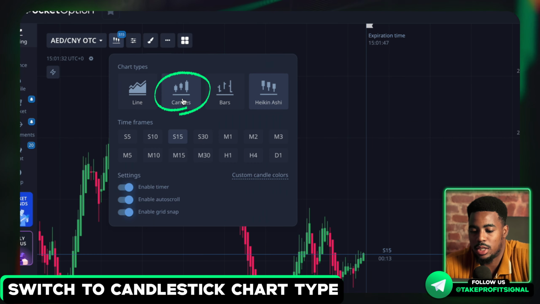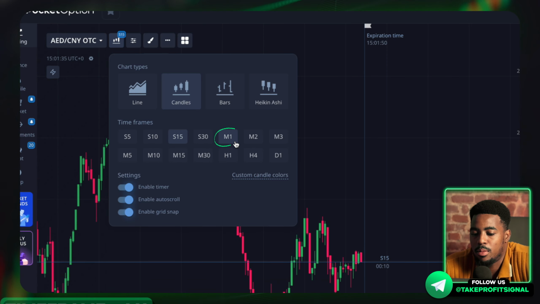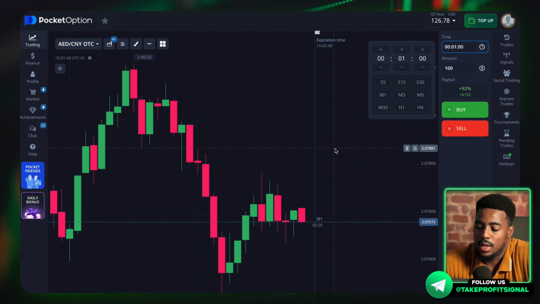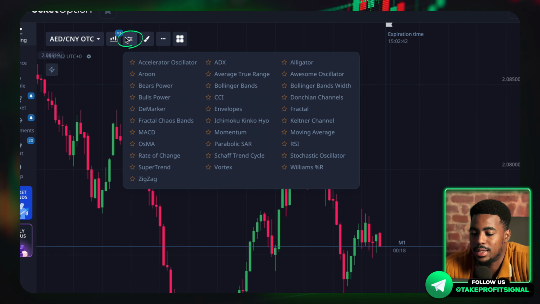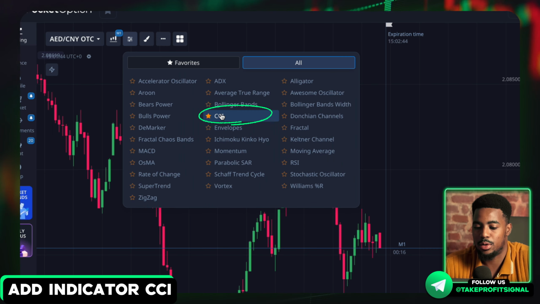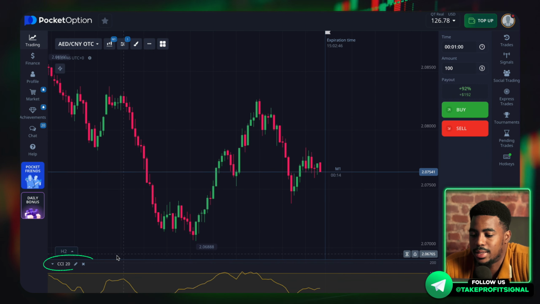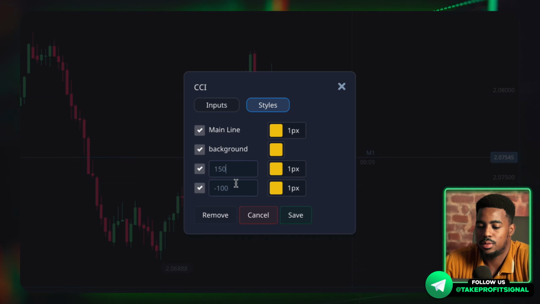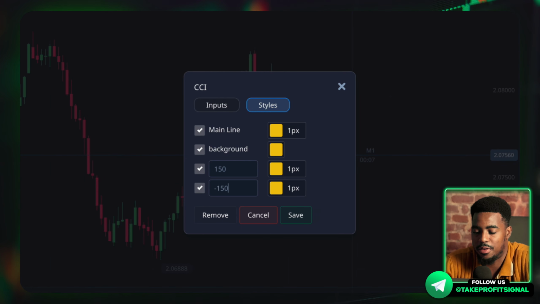Switch back to the candlestick chart type, select the M1 time frame and set the trade time into the candles. Then we add one indicator called CCI. Just click on this indicator and configure it. The settings are very simple. We set it to 150 here and minus 150 here.